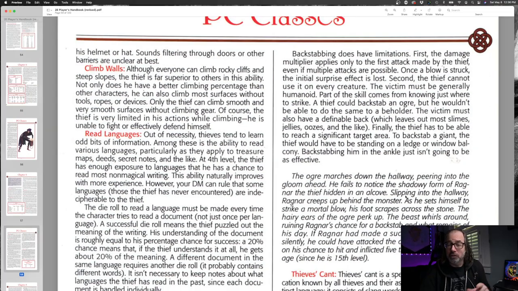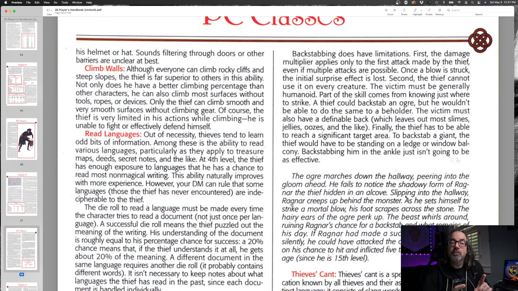Okay, this is Daniel from the future. I sat down to start to edit this, and I just happened to have the second edition open, and I kept reading through this wall of text, and there's more here, and it does get a little more specific. So let me just read this part to you. Backstabbing does have limitations. First, the damage multiplier applies only to the first attack made by the thief, even if multiple attacks are possible. Once a blow is struck, the initial surprise effect is lost. Second, the thief cannot use it on every creature. This is the important part, I think. The victim must be generally humanoid. Part of the skill comes from knowing just where to strike.